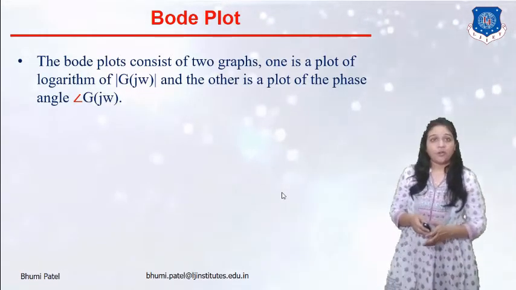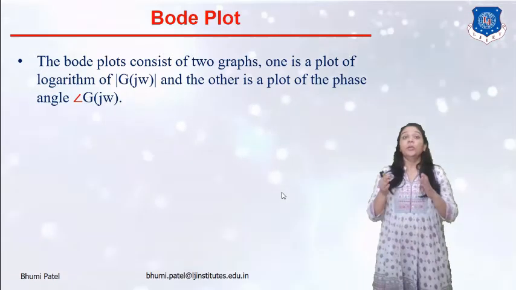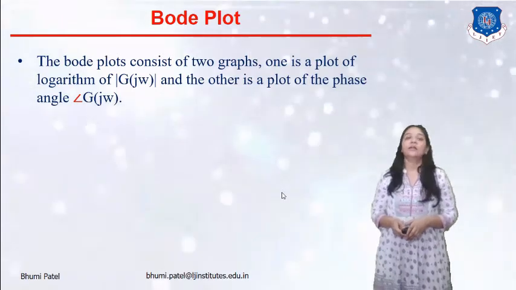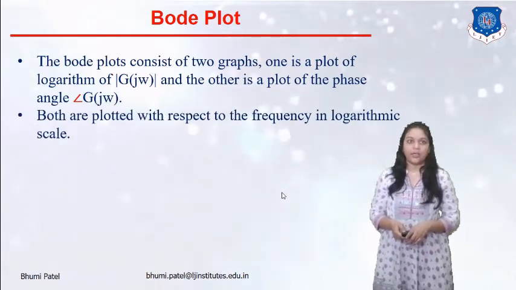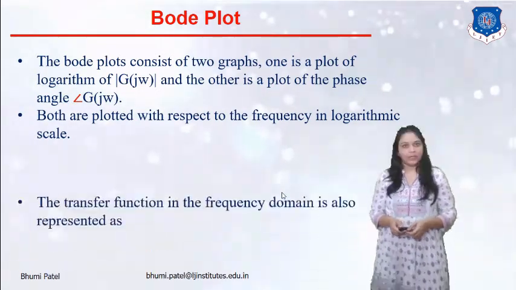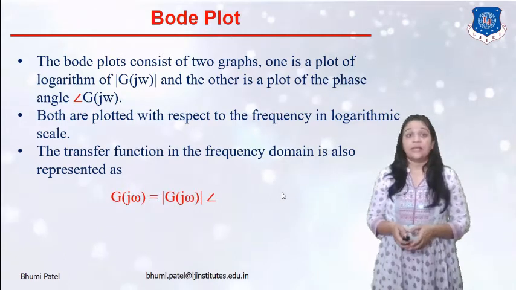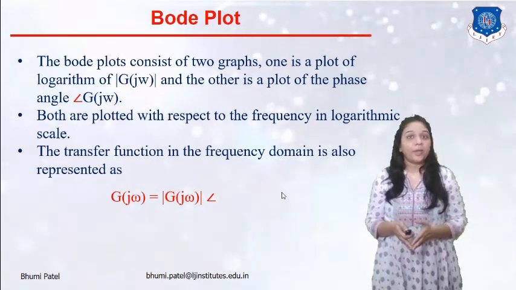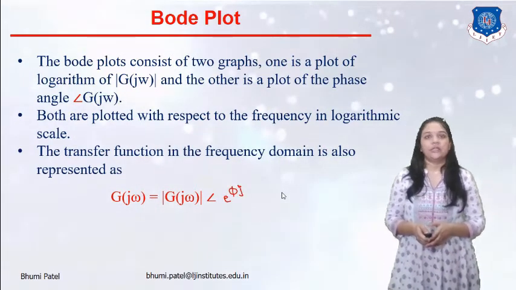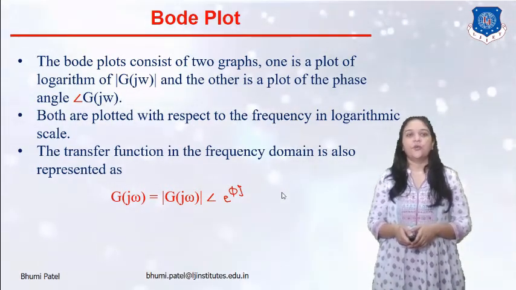Now, the Bode plot consists of two graphs. One plot is the logarithm of the magnitude of G(j omega) and the other plot is the phase angle of G(j omega). Both plots are with respect to frequency on a logarithmic scale. The transfer function in the frequency domain is represented as G(j omega) = |G(j omega)| e^(j phi). So this is the transfer function in the frequency domain.